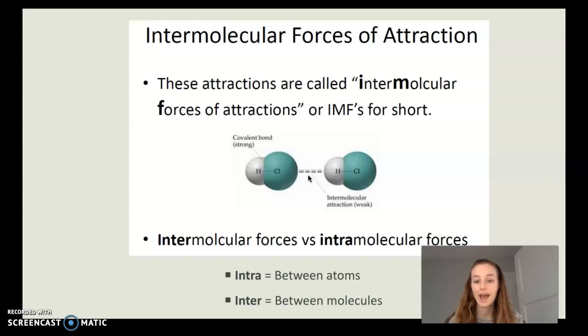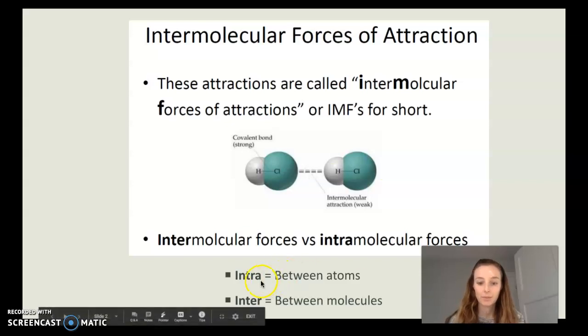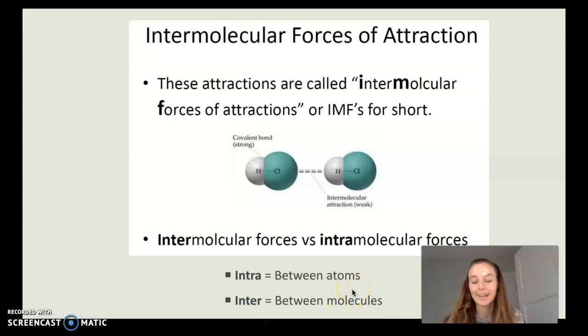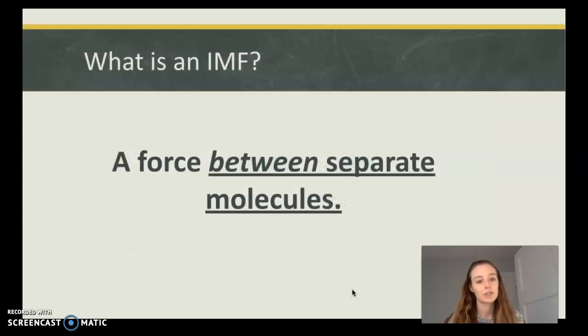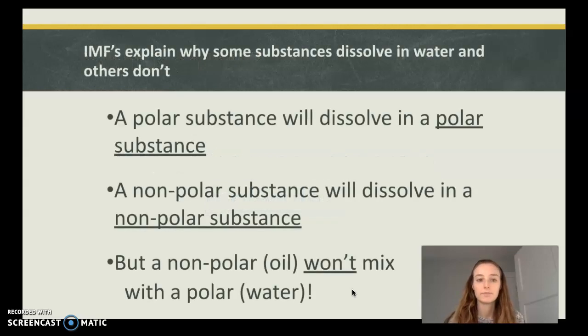Intra is between atoms, and I like to remember this because "atoms" has an A in it, and then inter is between molecules, and "molecules" has an E in it. So maybe that's helpful, but again, we're going to be talking about attractions between different molecules. Make sure you have this definition written down. So again, we just said an IMF is a force between separate molecules.